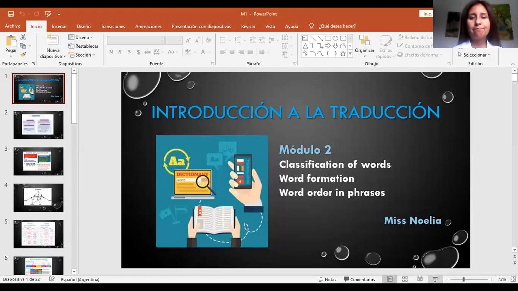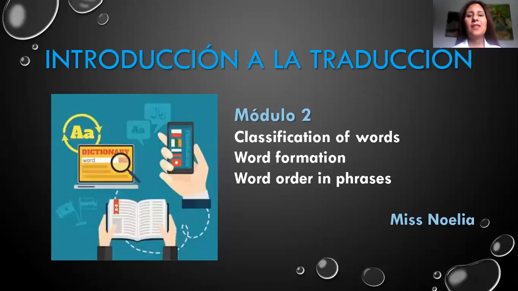And what does this module 2 bring us? There, you can see better, okay? In module 2, we have the classification of words, the word formation, and the word order in phrases, okay?